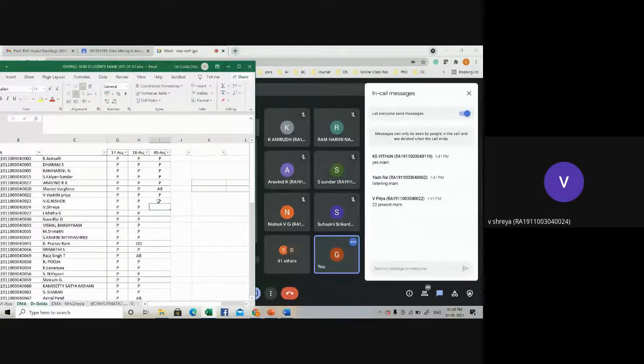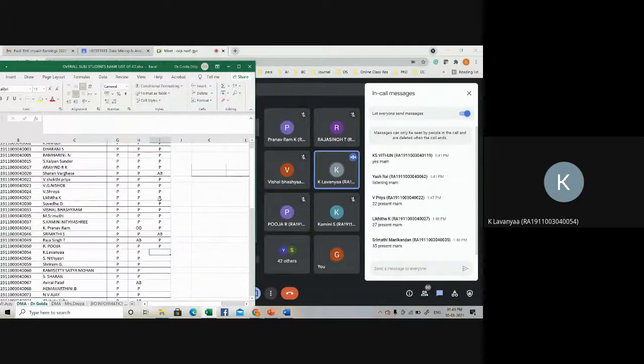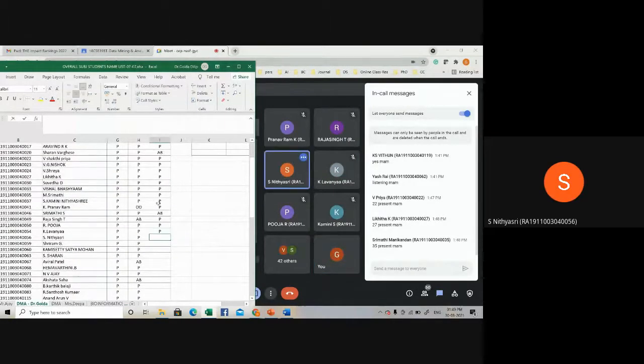Shreya. Present, ma'am. So far, I think only Sharan Varghese is absent, right? Lekita is present. Very good. Suveda. Present, ma'am. Vishal Bhashyam. Present, ma'am. Srimati S. Sorry, Srimati M. Okay, noted. Nityashri. Yes, ma'am. Pranavram. Present, ma'am. Srimati S. Registration number 46 is absent. Raja Singh. Present, ma'am. Pooja. Yes, ma'am. Lavanya. Present, ma'am. Nityashri. Present, ma'am. Sriramji. Present, ma'am.